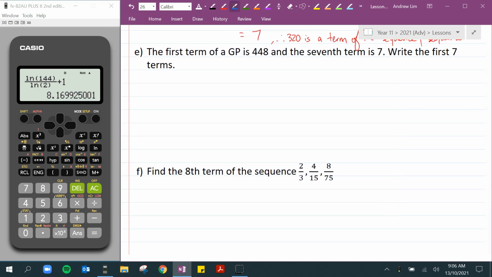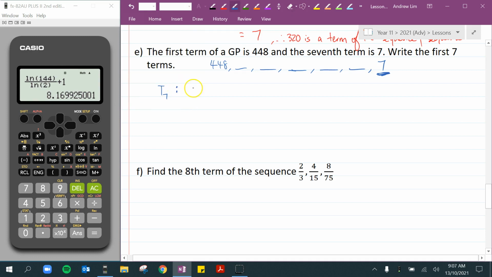Question E. The first term of a GP is 448 and the 7th term is 7. Write the first 7 terms. So we've got 448, the second term, third, fourth, fifth, sixth, and the 7th term is 7. So what we need to do here is work out what the common ratio is. How are we going to do that? Well, I'm going to be using this 7th term is equal to 7.